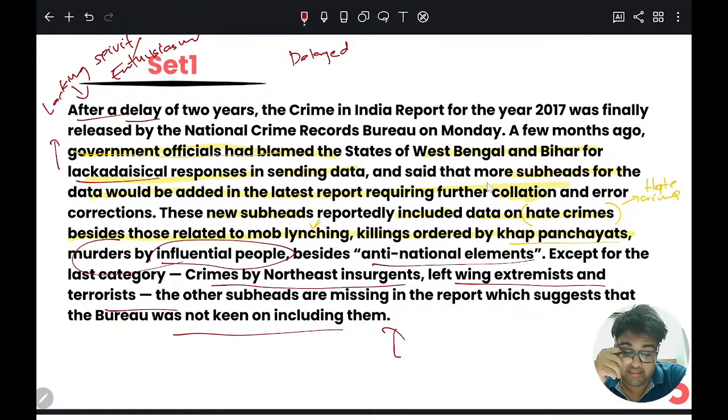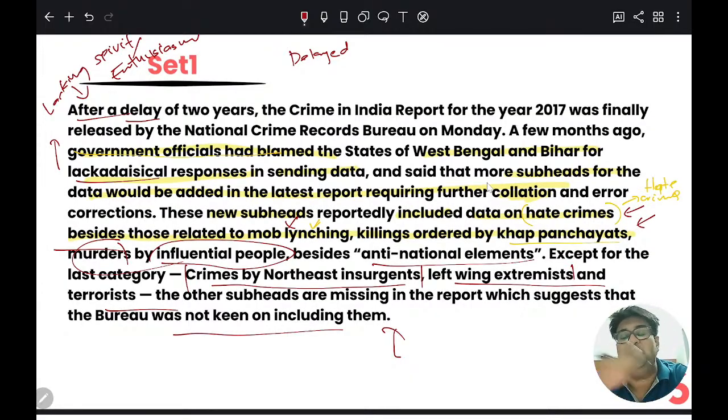So what is happening? This new report includes all these things: data on hate crimes, mob killings, killings ordered by Khap Panchayats, and murders by influential people. All this is included there. But what is not included? The last category is not included. Crimes by northeast insurgents. Insurgents means terrorists, left-wing extremists, a different sort of terrorists.